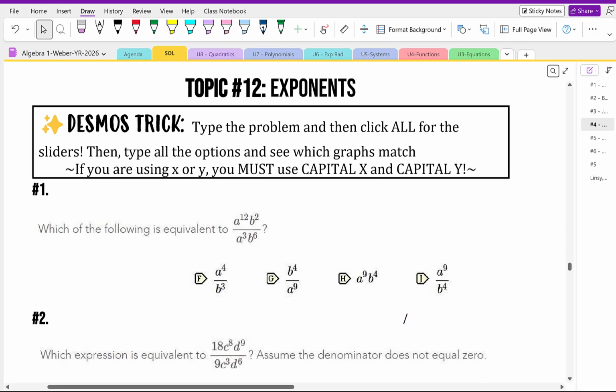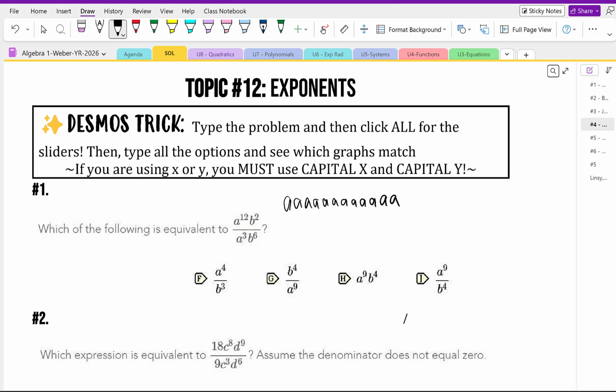So by hand, it says A12, which means there's 12 A's on top. 1, 2, 3, 4, 5, 6, 7, 8, 9, 10, 11, 12. And then there's 2 B's. 1, 2. Now I'm going to draw that line. On the bottom, I have 3 A's. 1, 2, 3. And then I have 6 B's. 1, 2, 3, 4, 5, 6. Now, when you have a letter on top and bottom, they cancel.